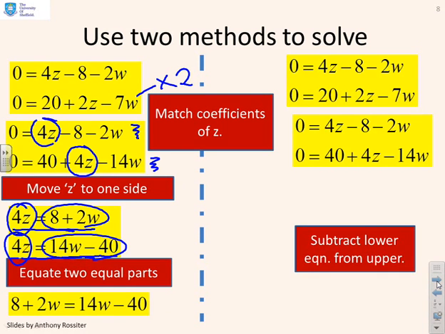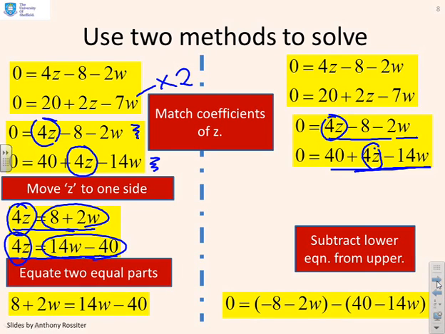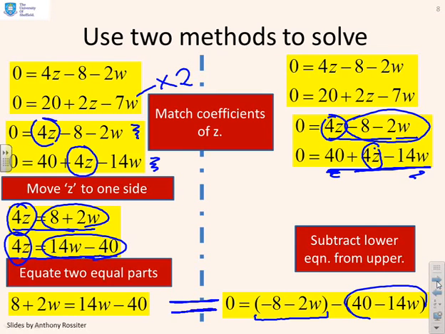Now, let's look at the subtraction method. In the subtraction method, we subtract, for example, the lower equation here from the upper equation here. And we note that because they've both got a 4z, they will disappear. So let's do the subtraction. And you see we get minus 8 minus 2w, that's from this top bit here, minus 40 minus 14w, that's those bits here. What I want you to do is to compare these two equations you've got at the bottom. And as before, you will see they are in fact the same. So both methods have given you the same result.